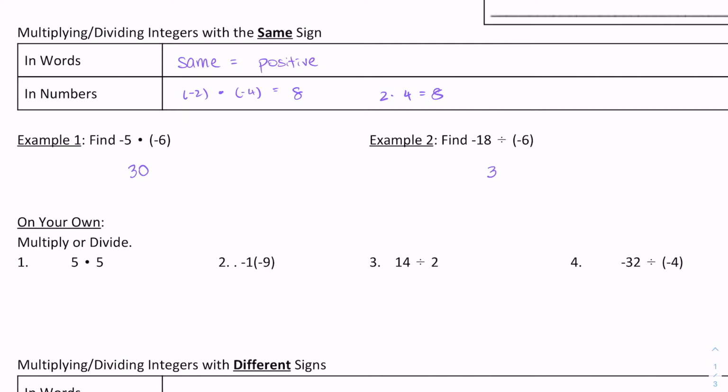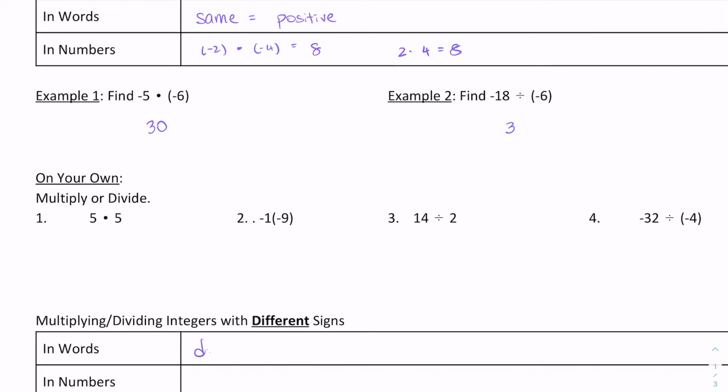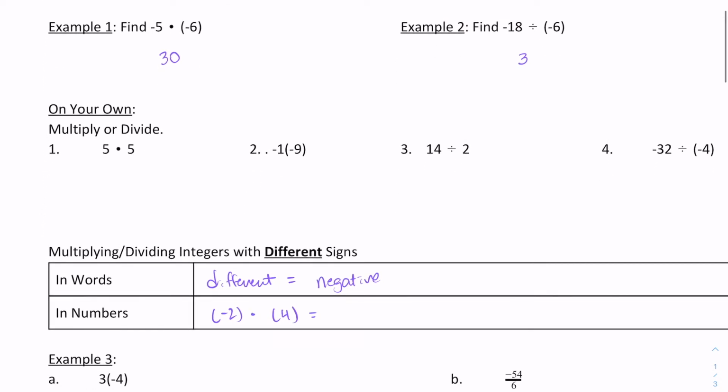Now next we're going to talk about multiplying and dividing integers with different signs. If my signs are different, like opposite of each other, then it's going to be a negative answer. For example, going back to the same example, I have -2 multiplied by +4. Notice how my signs are opposites of each other. That means I'm going to end up with a negative answer. It doesn't matter where the negative is. If I have +2 multiplied by -4, my answer still is -8. As long as my signs are opposite of each other, it's going to be a negative answer.